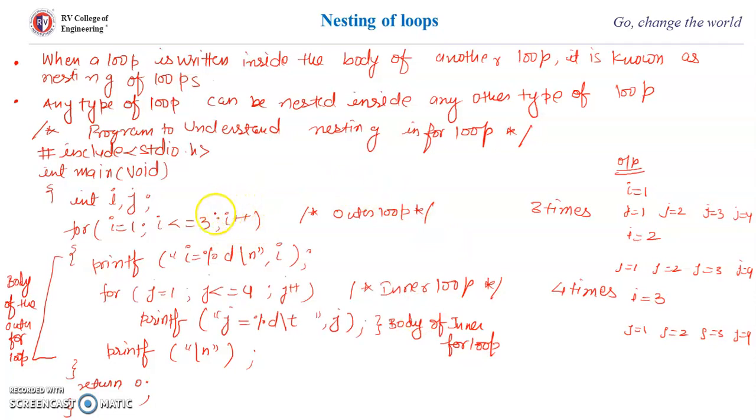When it becomes 4, the condition becomes false, and we exit from this outer for loop. This is the last statement which we write, return 0, and this is the close of the main function. This will be the output for this program. Hope you have understood the concept of nesting of loops. Thank you.